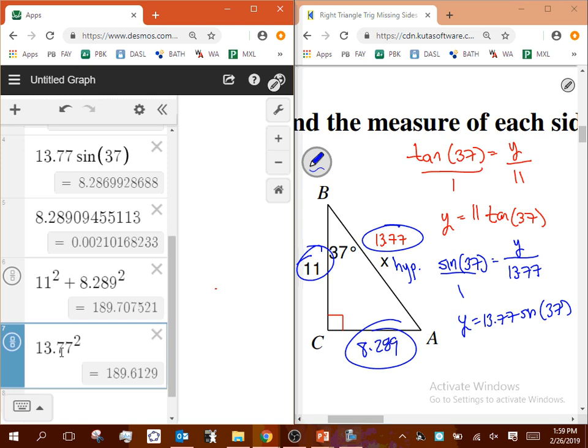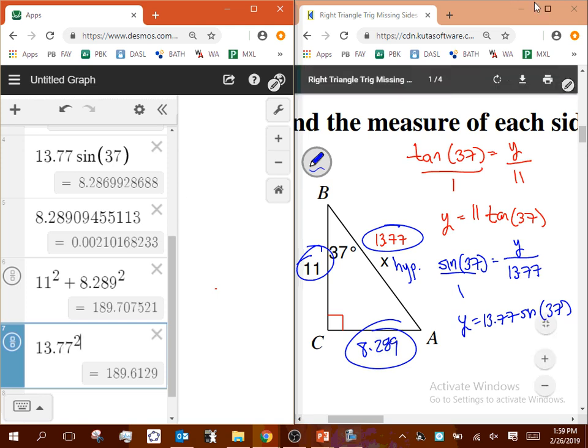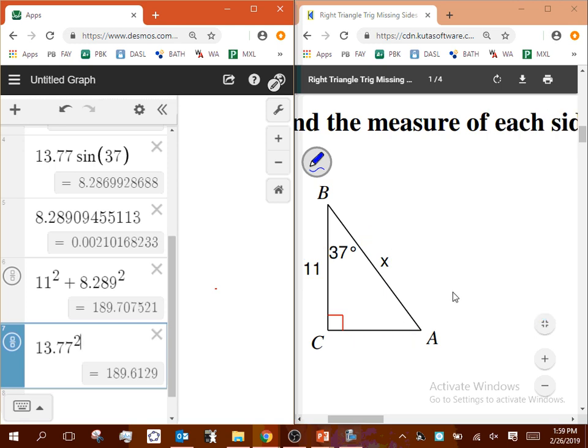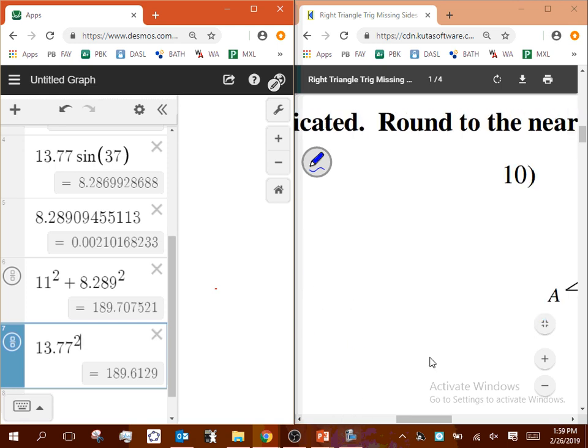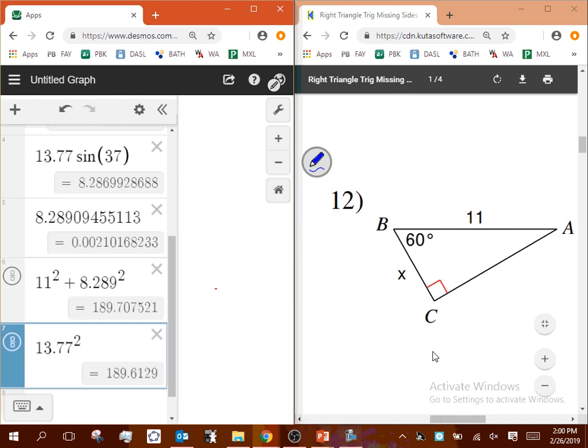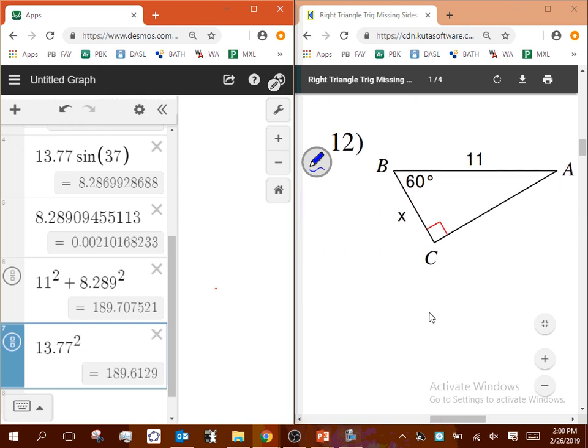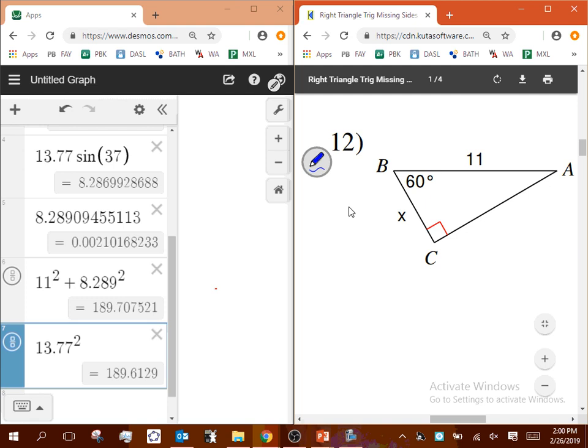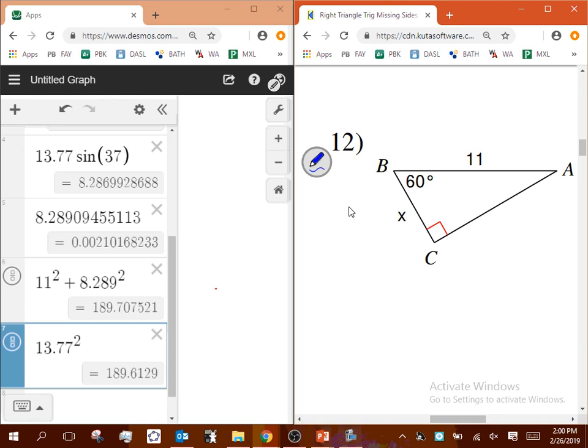Okay? All right. Let's do another one. Let's do this one. Why don't you guys take a minute and see what you come up with for X. See if you can go through SOHCAHTOA to solve for X.